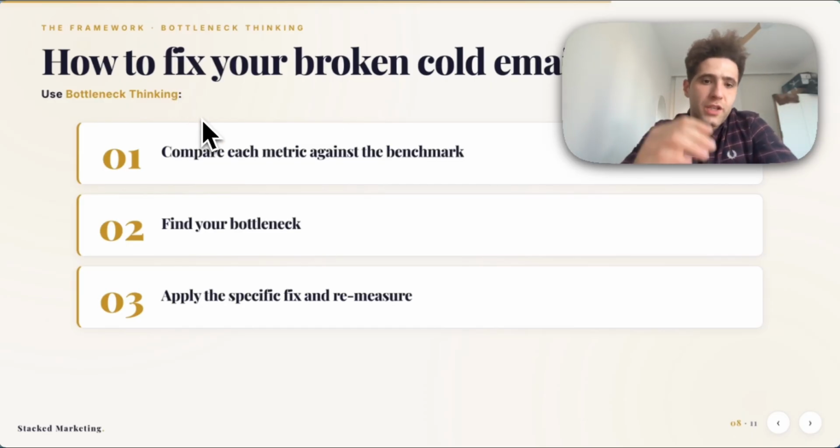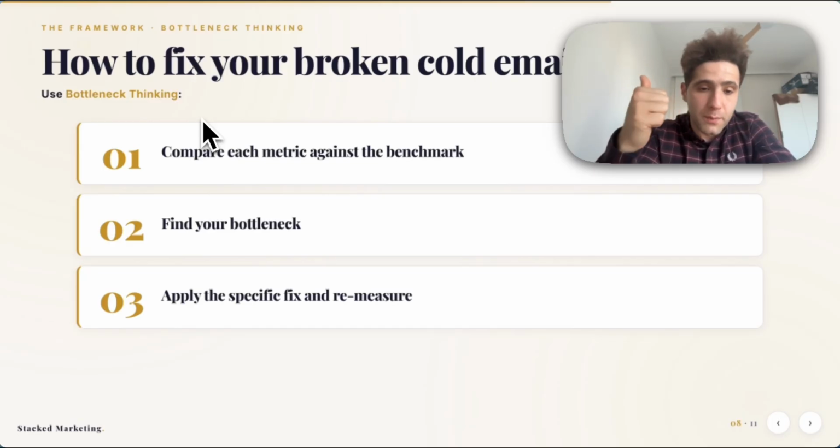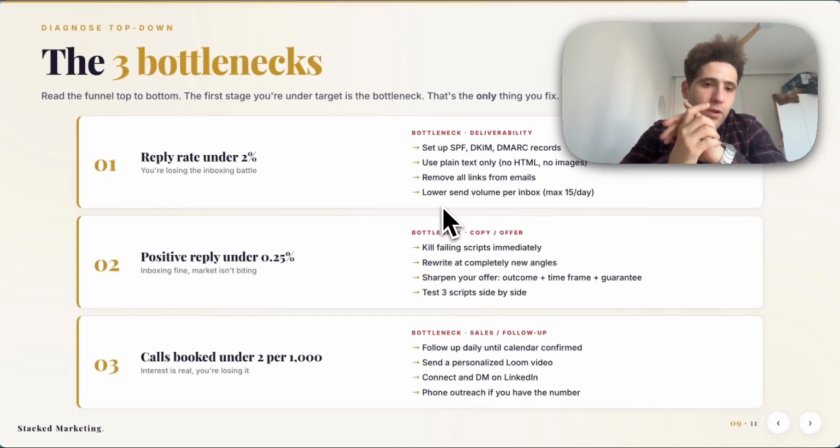So what it is, firstly, you want to compare each metric against the benchmark. Look for the deficiency. If you have a poor positive response rate, then you've identified that is the problem. If it's a poor positive response rate, then you would know that it's probably not going to be a deliverability problem. Instead, it's going to be a problem with your scripts or your offer. So that would be the problem that you really need to laser in on and find a specific solution to overcome that challenge. Now, here are 3 bottlenecks that you will probably find in your cold email campaigns. So let's go through them one by one.